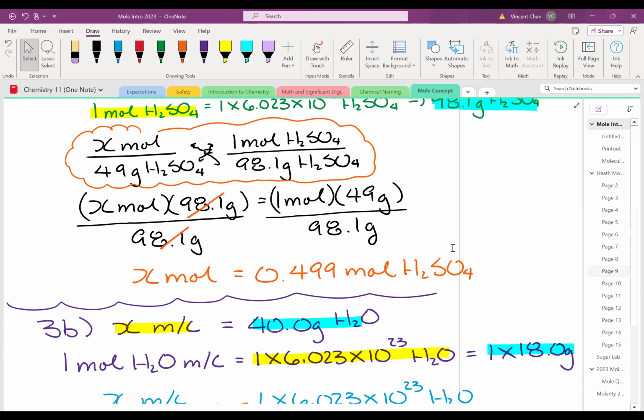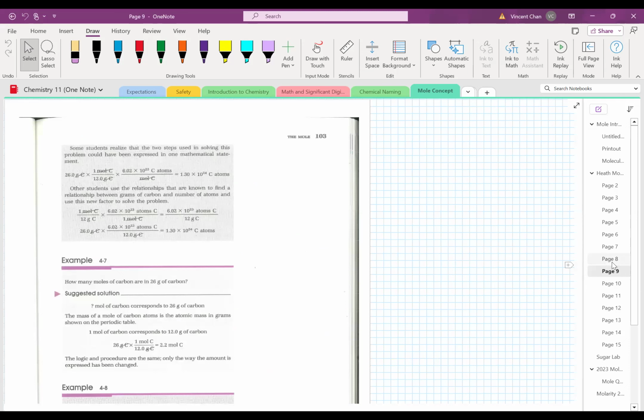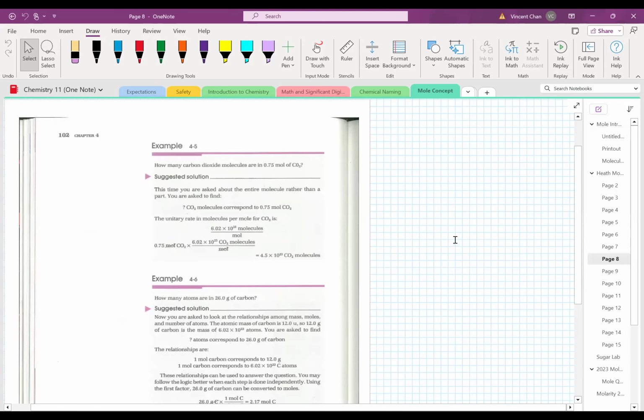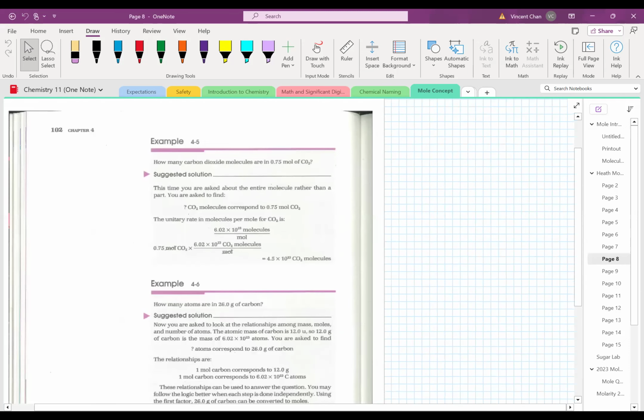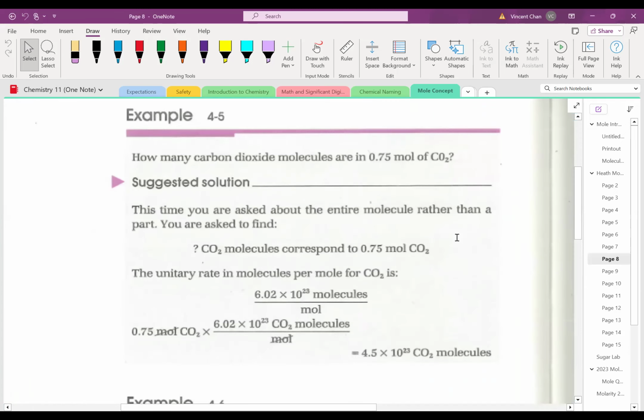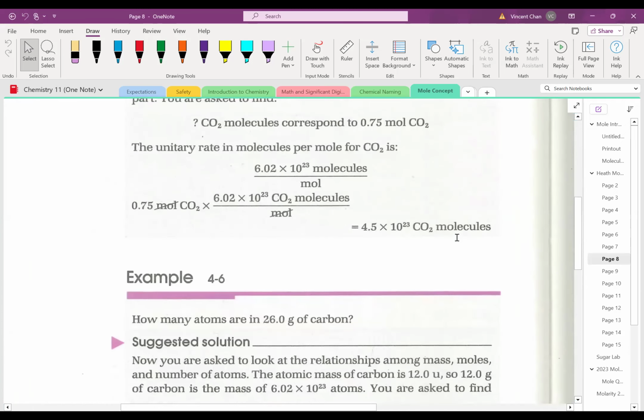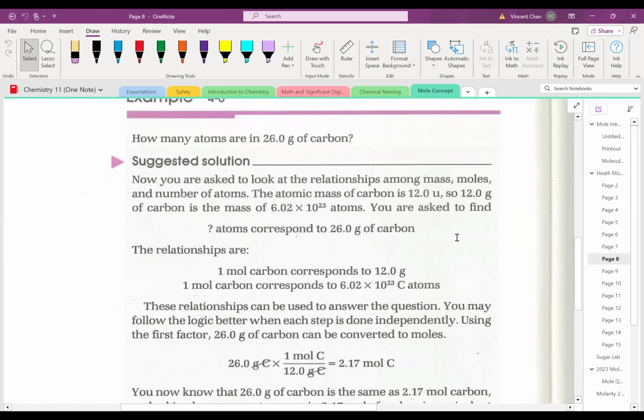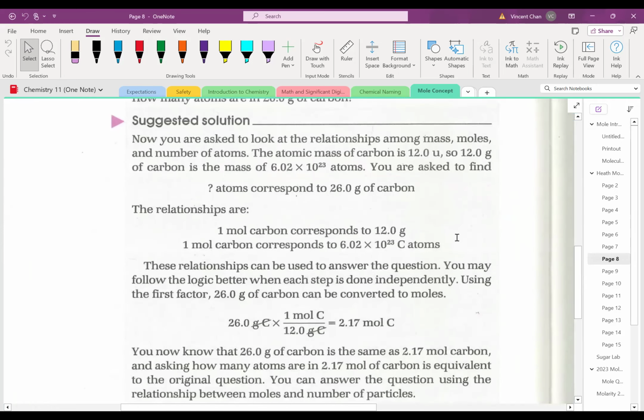And even if you are going into your textbook on page 102, do you know what they were doing on page 102? How did they get the numbers? How did they cancel out the units? Like in examples 4-6 as well.